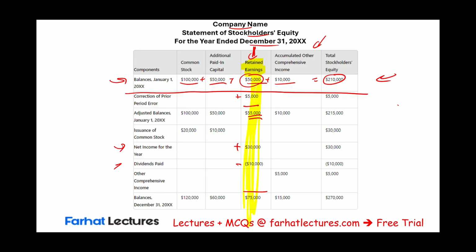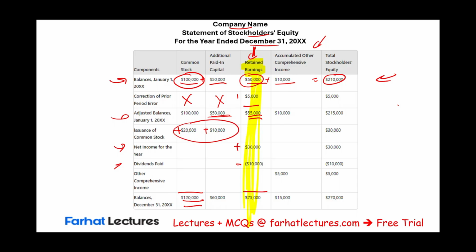Common stock: we started with 100,000. Then we had no adjustment to common stock. Usually there's no adjustment. Then we issued 20,000 in new shares, so the ending balance is 120. Paid-in capital usually goes hand in hand with common stock. We started with 50, no adjustments. Usually there's no adjustment to this account. The adjusted balance is 50. We issued 10,000 of paid-in capital, just like with the common stock. The ending paid-in capital is 60,000.